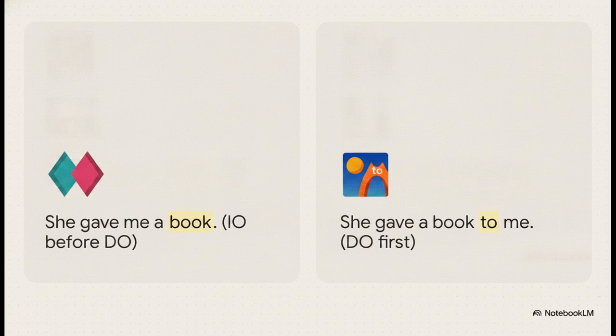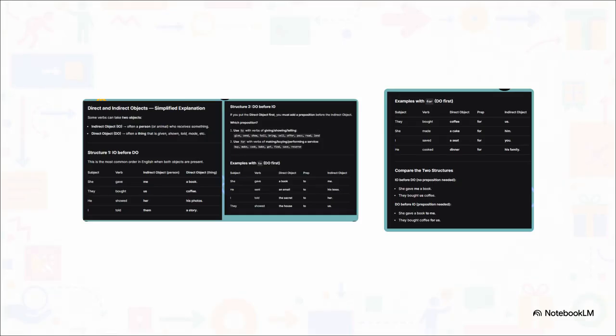If we want to emphasize the book and put that direct object first, saying, she gave a book, we suddenly need a bridge to connect it back to the indirect object. That bridge is our preposition, making it she gave a book to me. Looking at these examples, we can see exactly which prepositions act as the glue for different verbs when we swap those objects around.